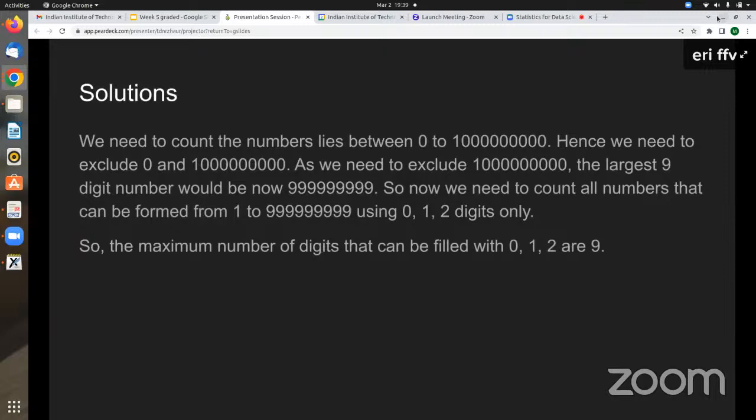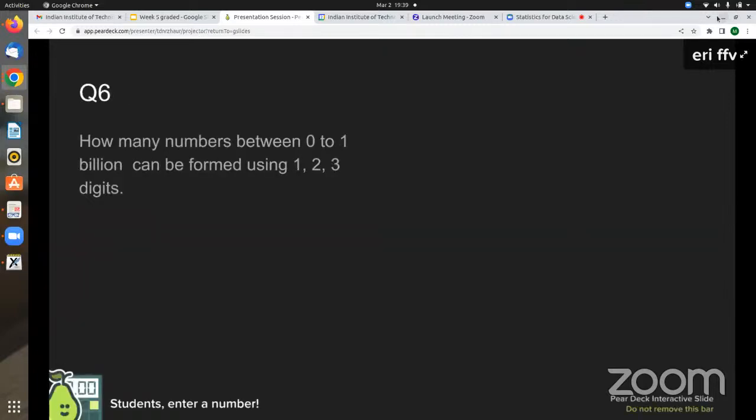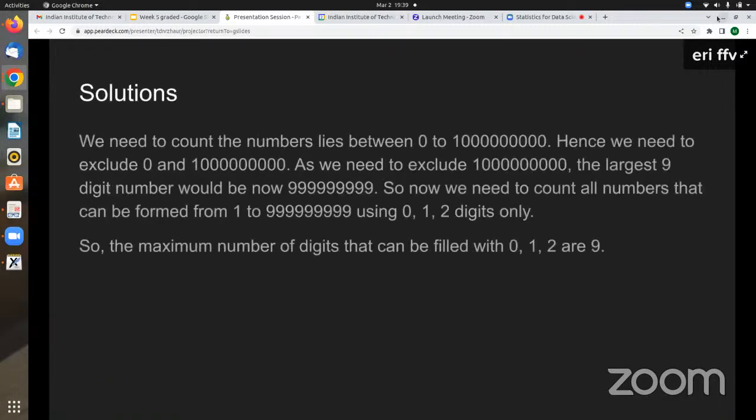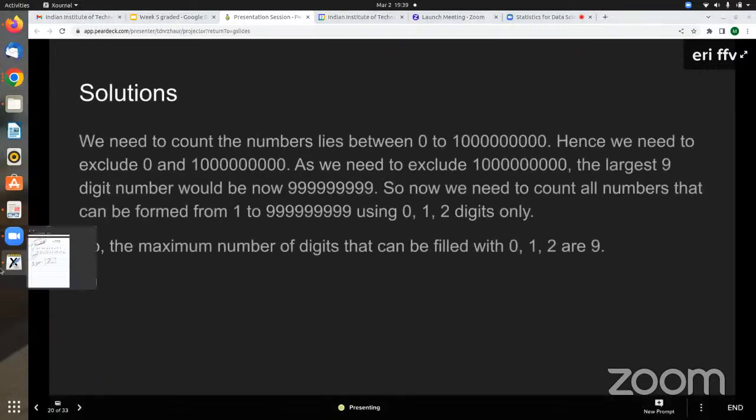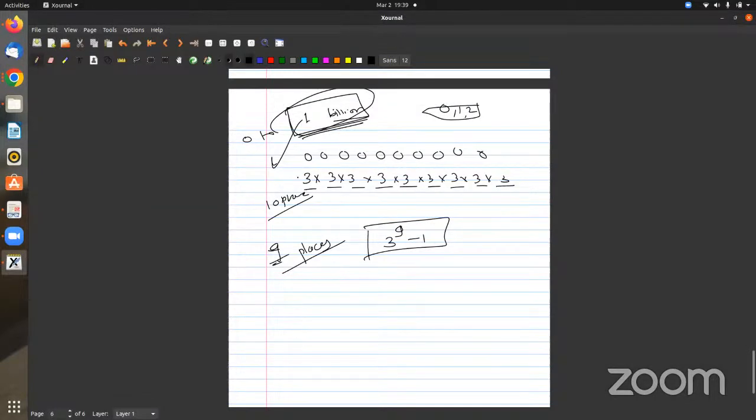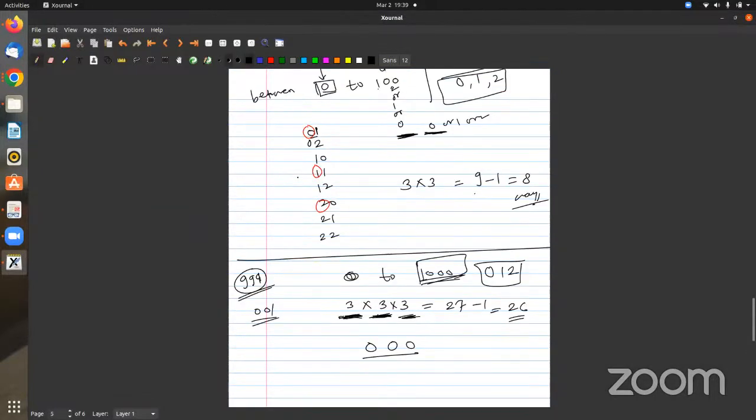Excuse me, sir. Yes. Could you please repeat once again, for what we are subtracting 1? Okay. So this is if the number is between 0 and that given number.